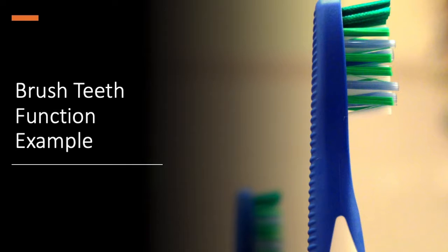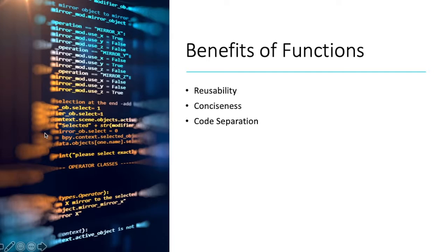The brush teeth function illustrates the usefulness of functions in programming. By grouping a set of related instructions together under the umbrella of a function, code can be reused at any time by simply calling the function. Function usage has multiple benefits. First, reusability. Code can be reused by simply calling the function. So for instance, we can call the brush teeth function whenever we want. Those set of instructions are still the same.